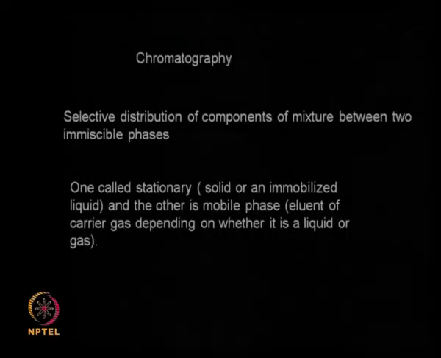So you have a solid phase, or it's called an immobilized phase, or a stationary phase. Then you have a liquid phase or a mobile phase. It's an eluent, and a carrier gas or a fluid, both can be there. If it is a gas, then we call it gas chromatography. If it's a liquid, we call it liquid chromatography.